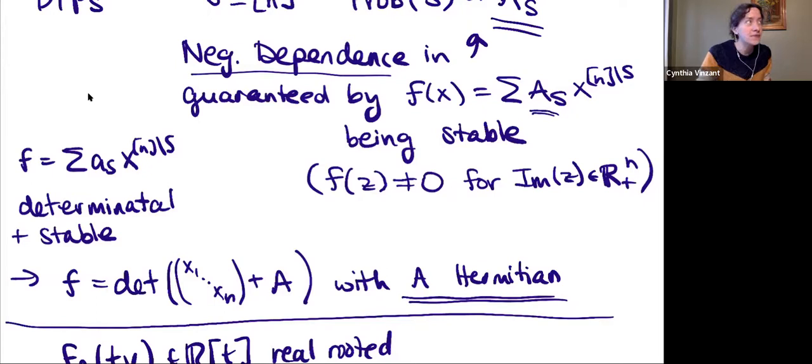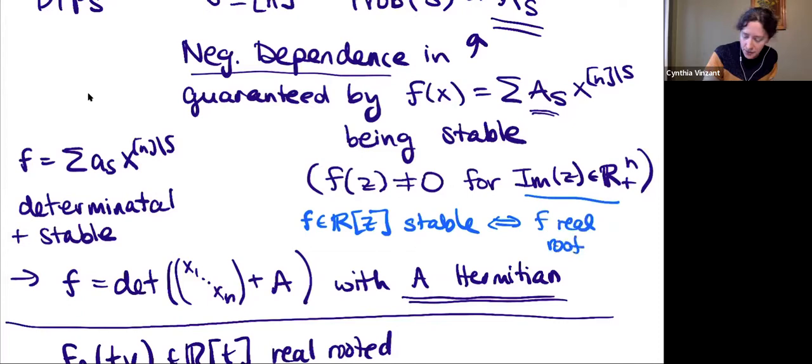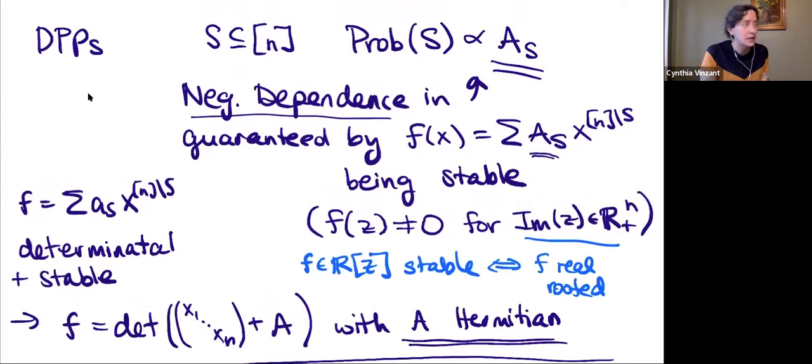And also the connection with real rooted polynomials: if I think of this as a polynomial in a single variable with real coefficients, then having no zeros in the upper half plane also means having no zeros in the lower half plane. And so then stability is equivalent to real rootedness. That's one connection.